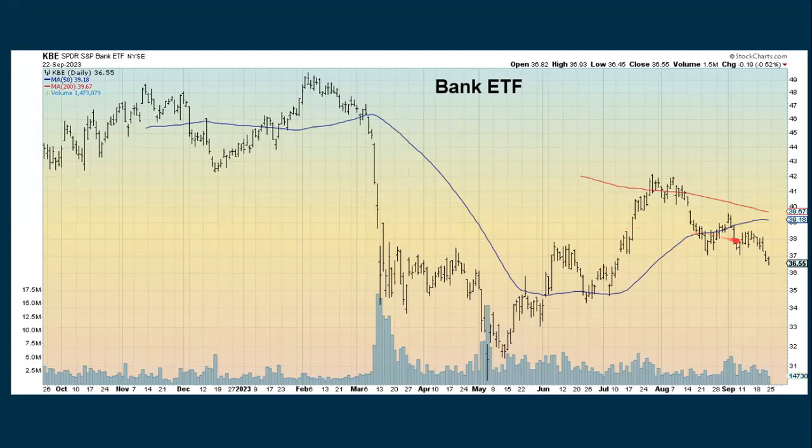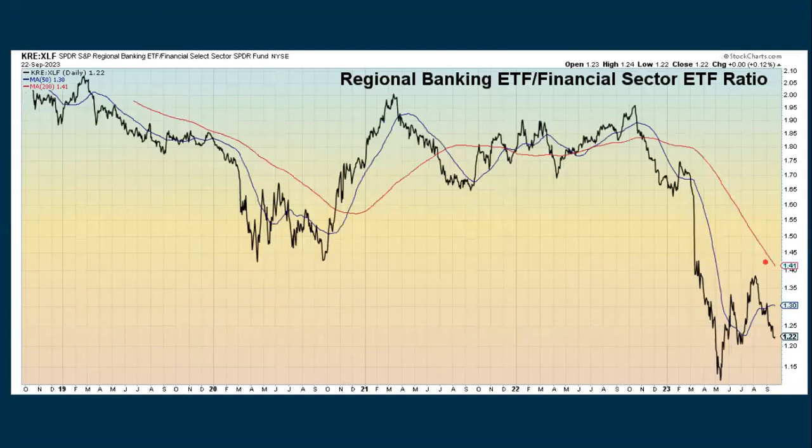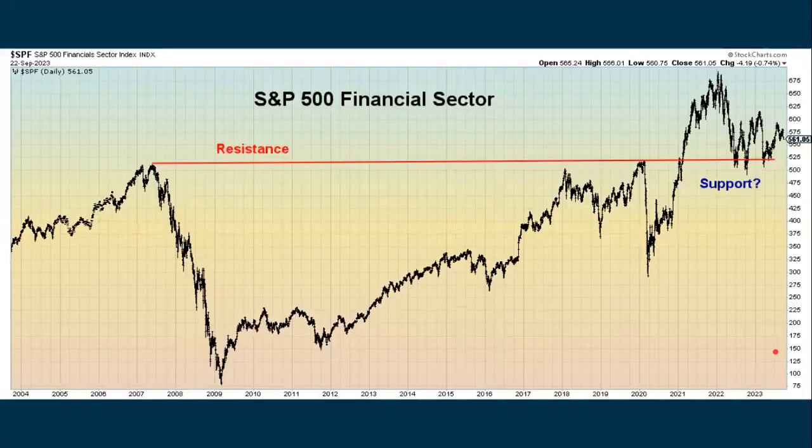But this continues to be in a downtrend where the blue line is below the red line, and we are declining. And then we look at the regional banking ETF, and it's really underperforming the financial sector as this has been going down. Then we also just look at the financial sector itself.